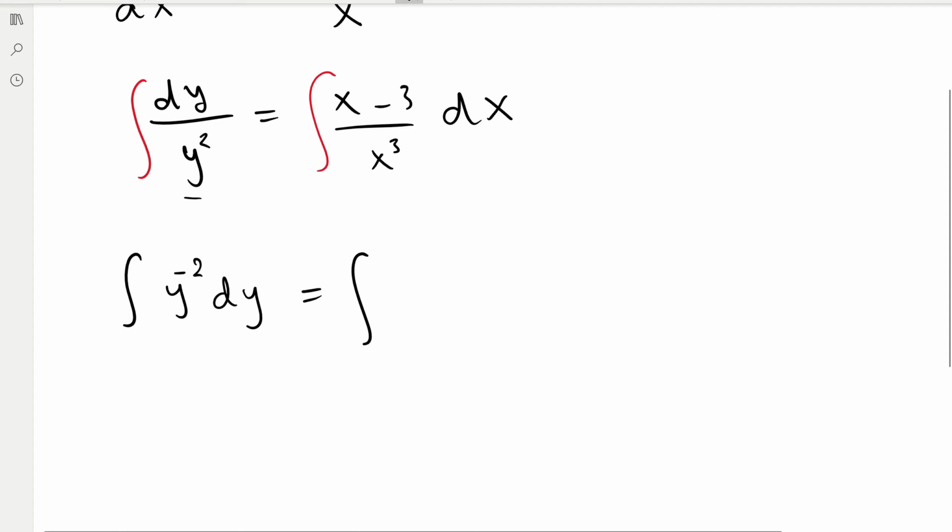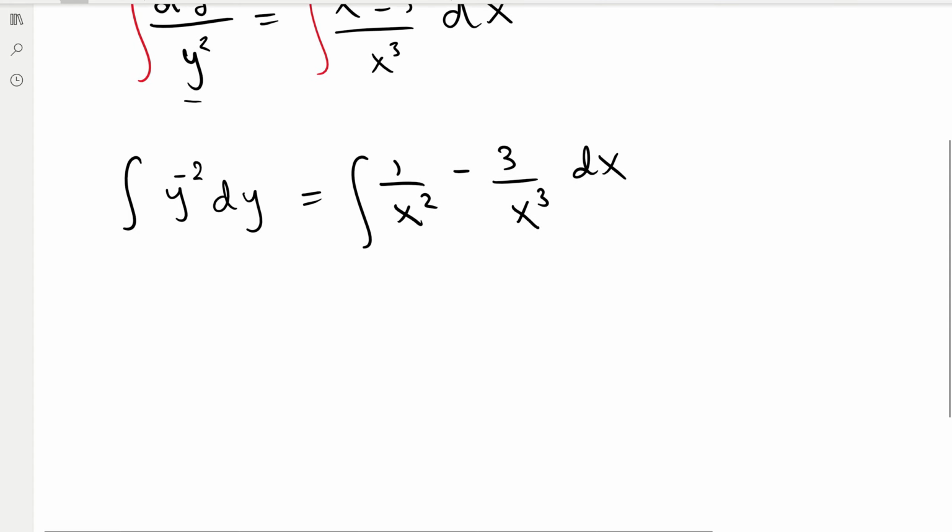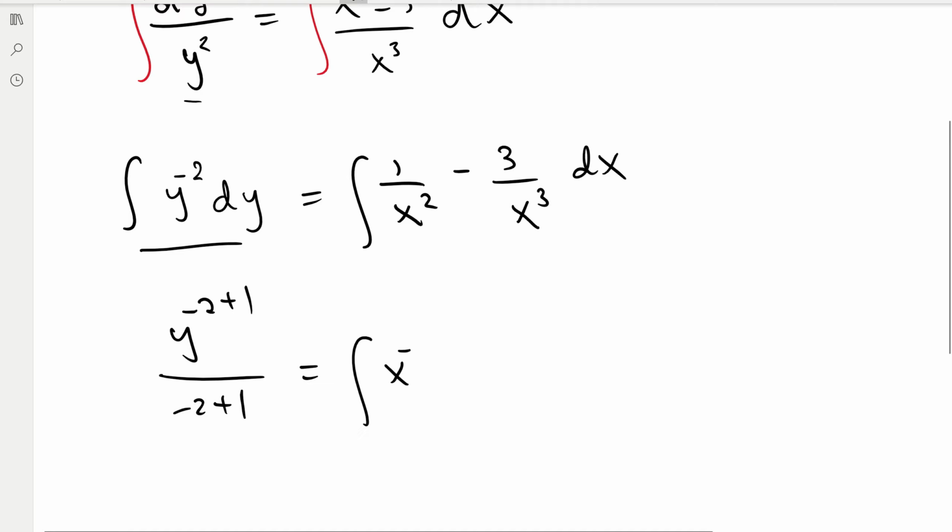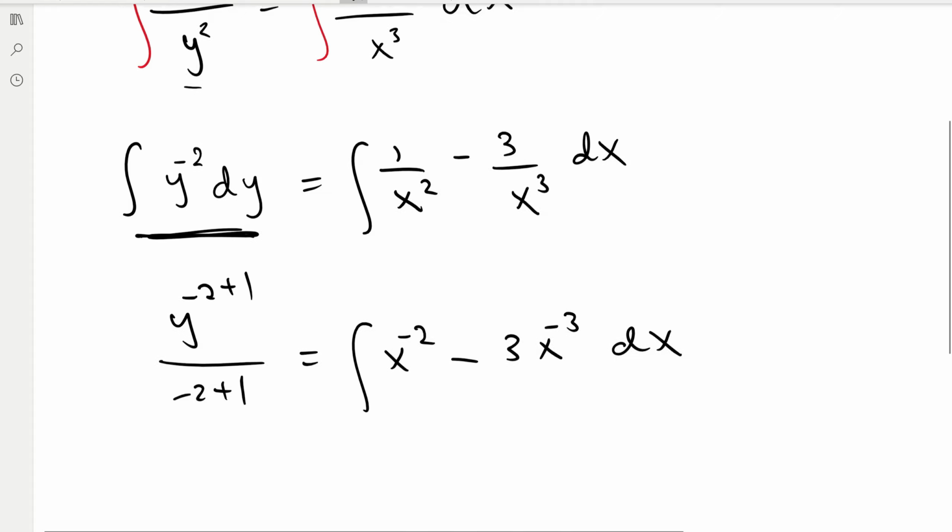So see what I'm going to do. If you divide x by x cubed, it's going to be 1 over x squared. If you divide minus 3 by x cubed, it's minus 3 over x cubed. So I just rewrote both sides of the integral. Okay, so that's crucial. Now we can integrate y to the negative 2. To integrate 1 over x squared, you have to write it as x to the negative 2, for the same reason why we wrote 1 over y squared as y to the negative 2. Here also we have to write it as x to the negative 3. That helps us with the integration.